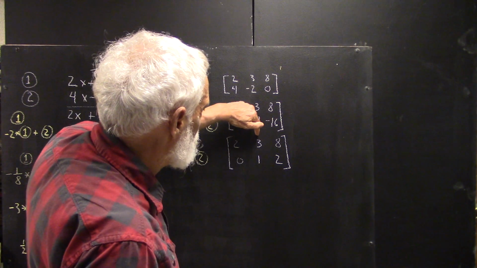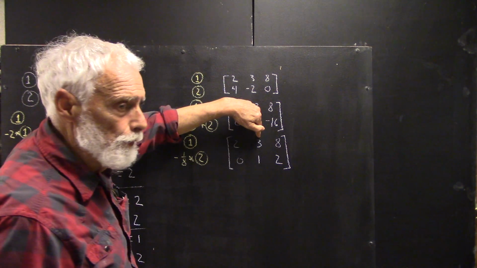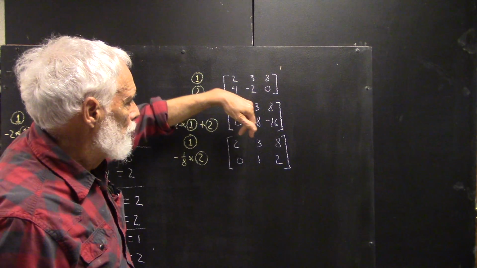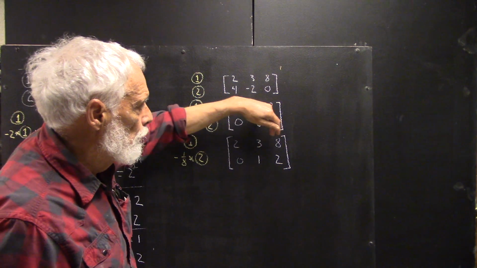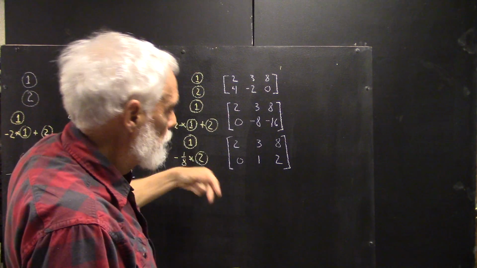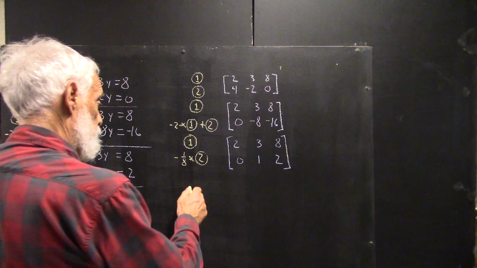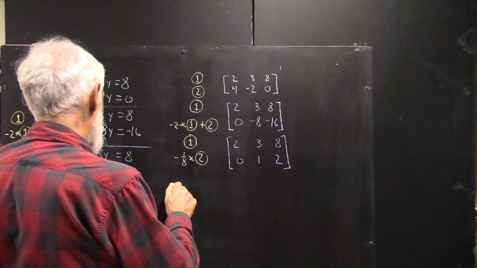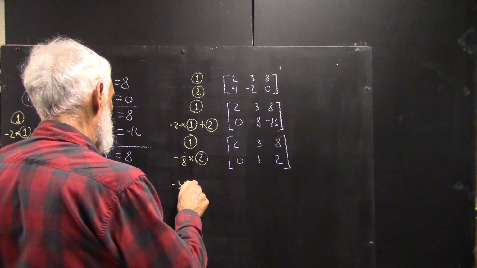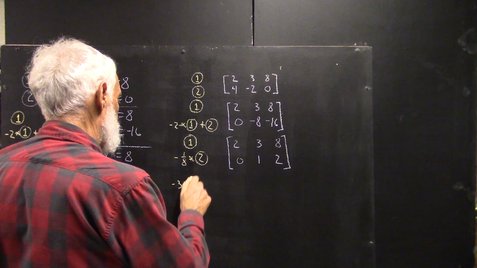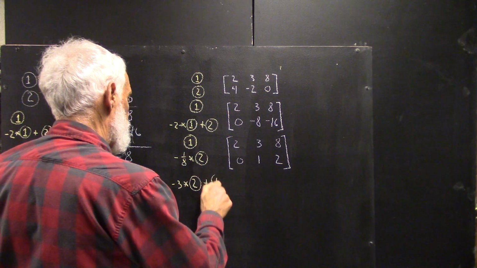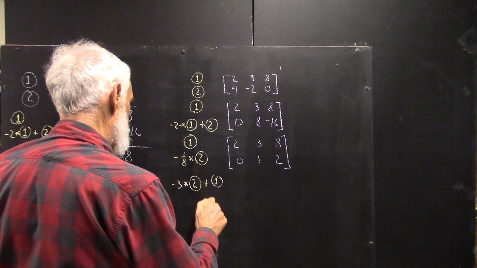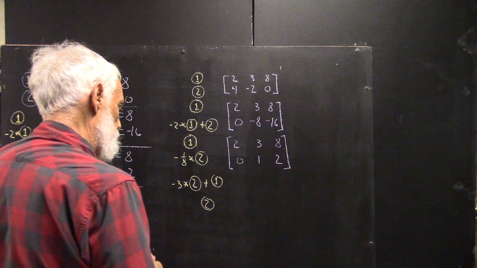Okay, then I want to get a 0 here, because getting a 0 here is going to give me an equation with x and no y. So we can easily solve an equation of that nature. So I'm going to do negative 3 times the second row plus the first. And then I'm going to do just the second row, because the second row already has my solution for y.